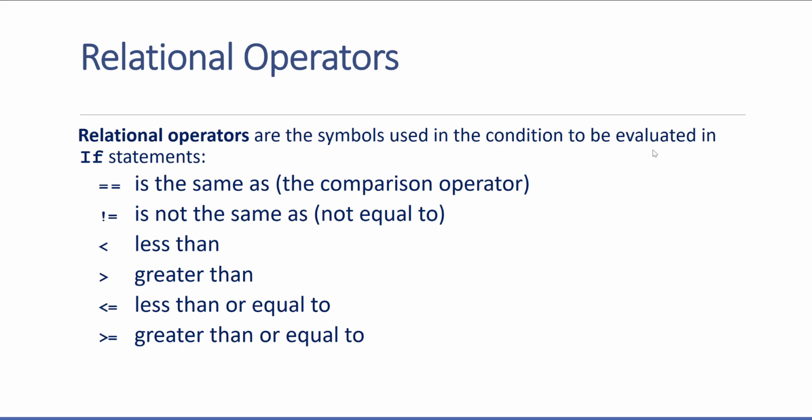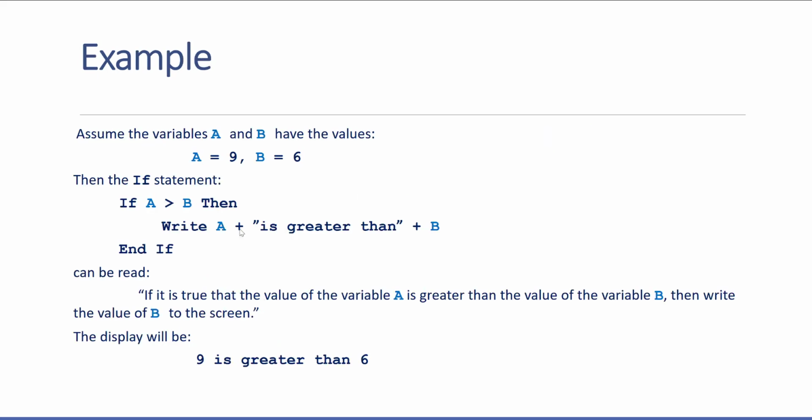So here's the double equals, which is a comparison. Exclamation point equals means is not the same or not equal to. In other words, is A not equal to 5 or something like that? And we'll see examples. This is the same as what you've probably seen in your math problems: less than, greater than, less than or equal to, or greater than or equal to. If we were to look at that in some equations, for example, here we have two variables. A is equal to 9 and B is equal to 6, assignments. So B contains the number 6. A contains the number 9.